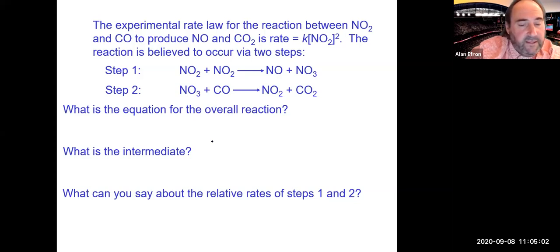First off, what is the overall reaction here? What is the intermediate, or intermediates? And what can you say about the rates of step one versus step two? So take a couple of minutes and we'll talk about what's going on in this type of mechanism problem.